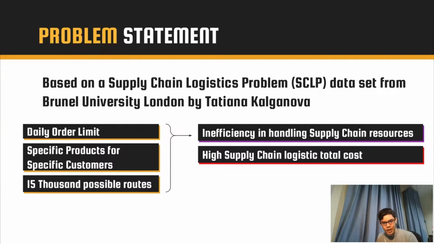So the problem of this project research is based on the supply chain logistics problem dataset from Brunel University London. It is made by Tatiana Kalganova, and the elements residing in the dataset are that each warehouse has its own daily limit, each product is meant for specific customers, and most importantly, it caters around 15,000 possible routes. So it is quite concerning because there are lots of resources that need to be handled, and there might be a possibility of inefficiency in handling the supply chain resources. Inefficiently handling the resources can bring the impact of high supply chain logistics total cost, and we definitely don't want that to happen.